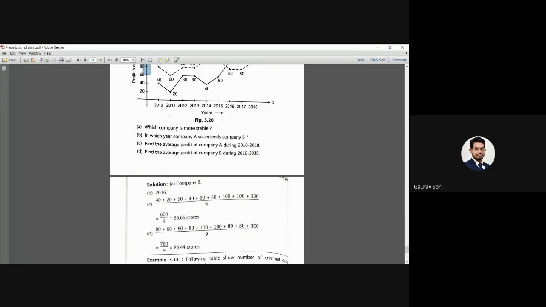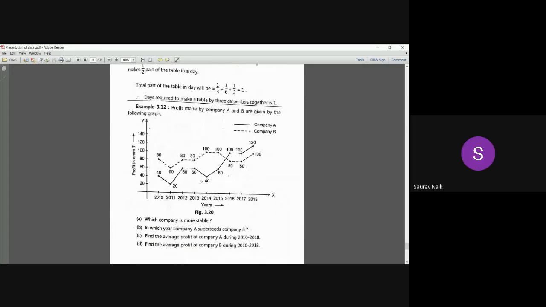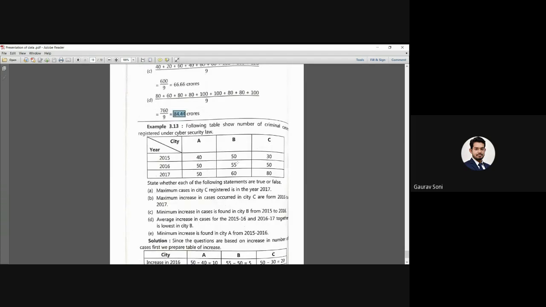So look at the averages: 66.66 and 84.44. Since there is less fluctuation for company B, that's why we say that company B is more stable. Are you convinced? Yes, sir. Yeah, so let's go ahead.